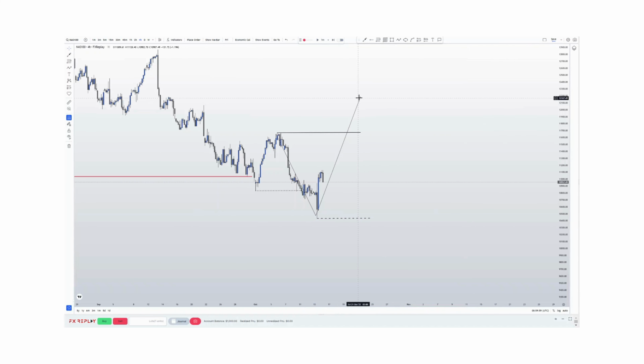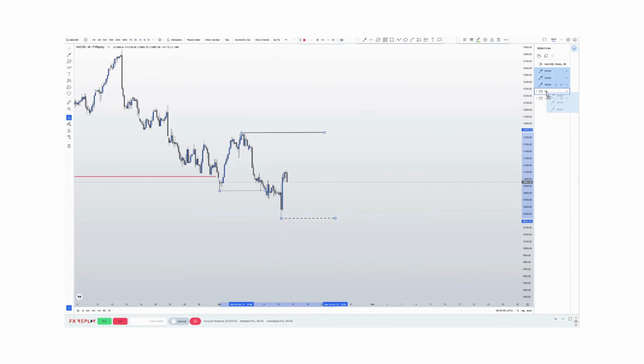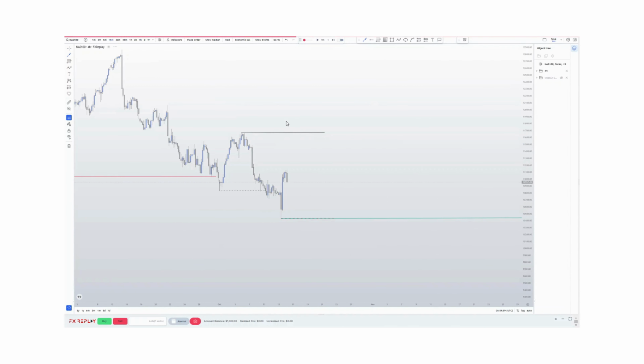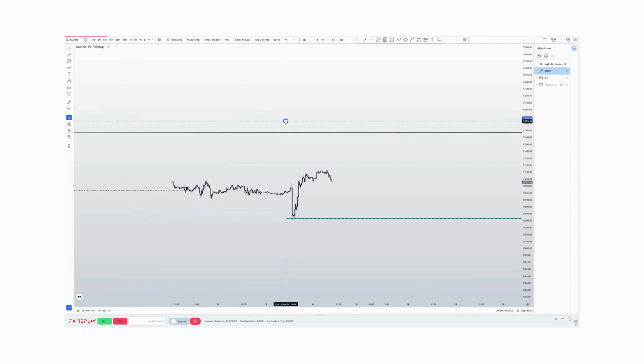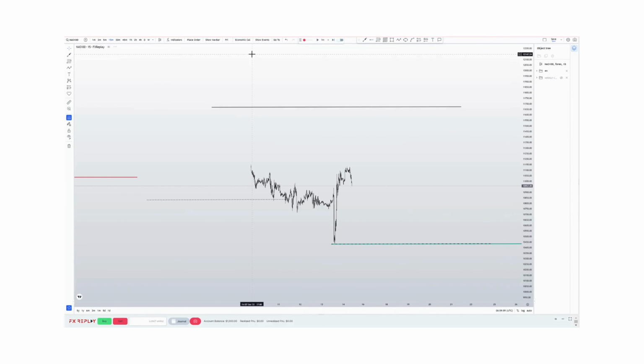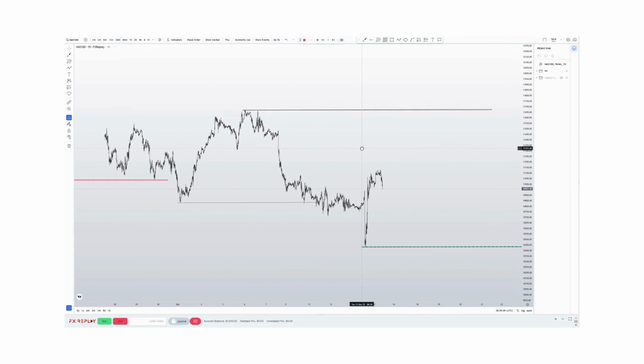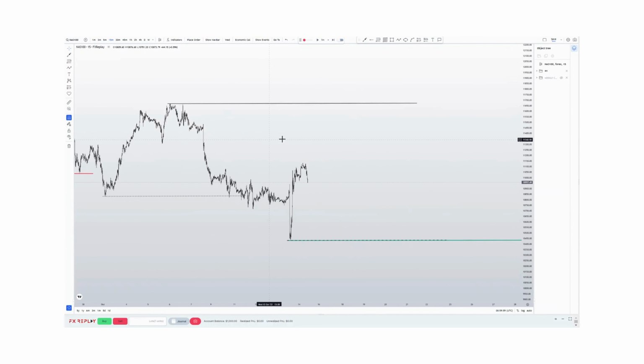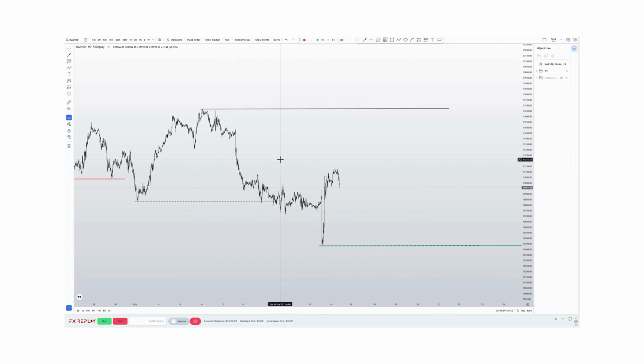Also note that the internals of the H4, what do they form? They form the swings of the M15, correct? They form the swings of the M15. So once we come to the M15, the internals of the H4 will be your swings on the M15.